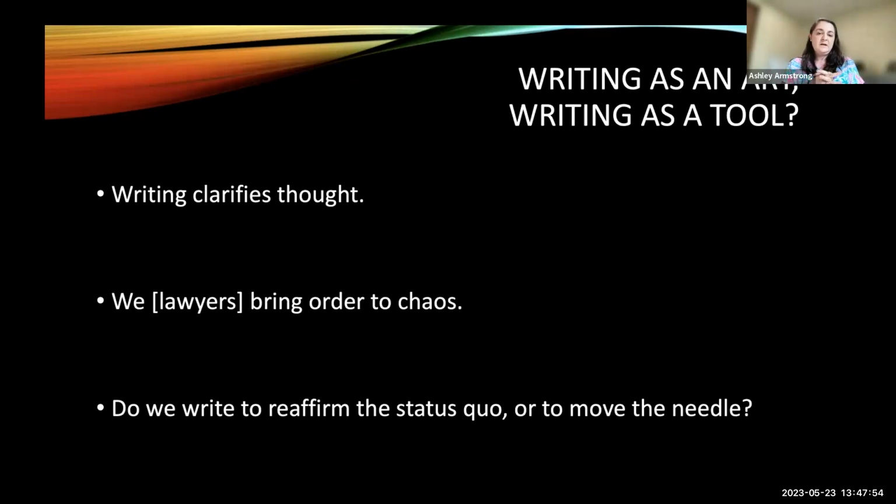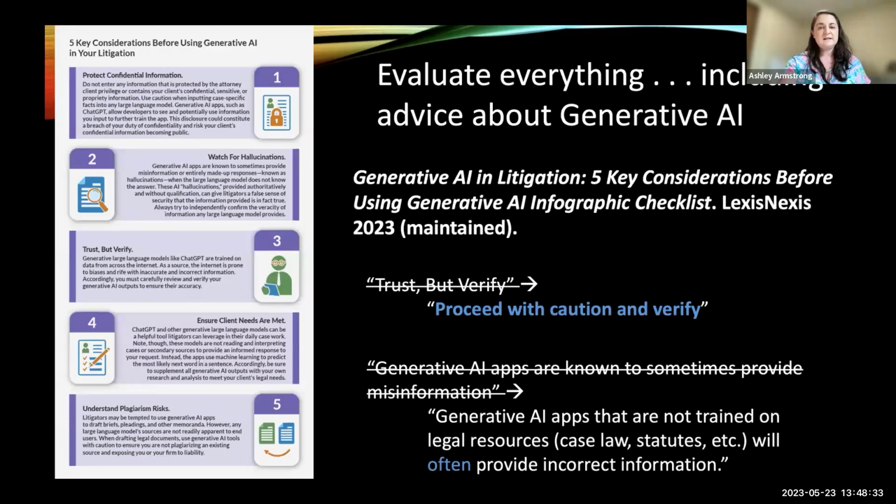This last bullet point, I also like to raise with my students in terms of what is our mission as lawyers? Do we always write to reaffirm the status quo? Yes, we are working based off precedent, based off the common law, and that does have an effect of sometimes reaffirming the status quo. But if we're really seeking to move the needle and write as a tool for social justice, then the way that ChatGPT works, where it's predicting the next word in a string of words, that's not going to necessarily help us move the needle and best represent our clients.